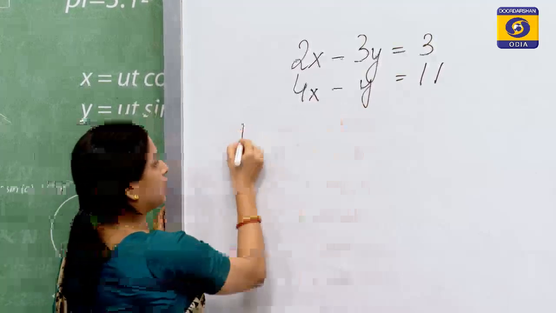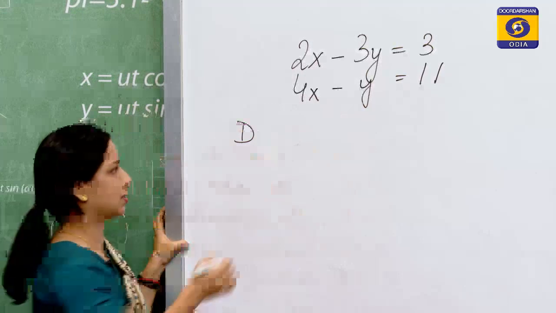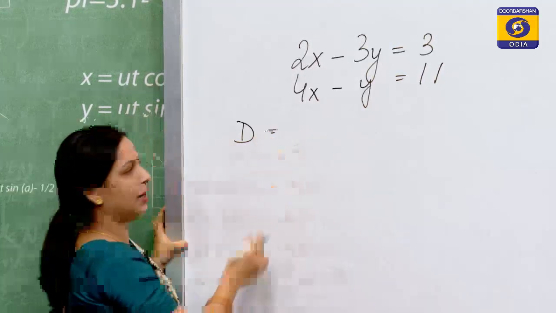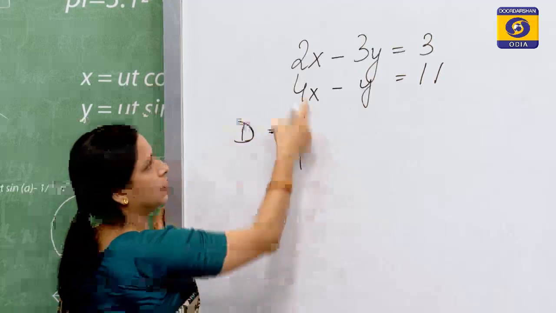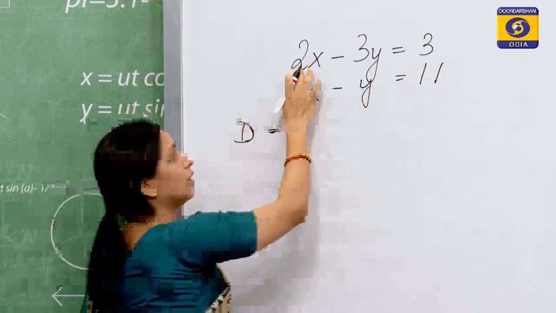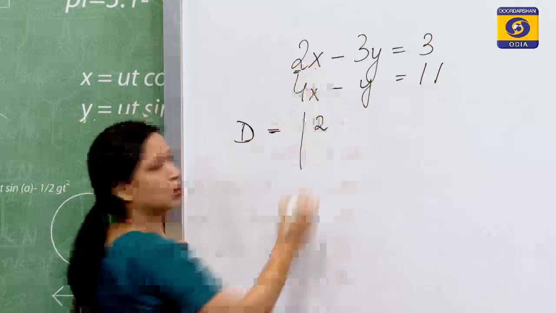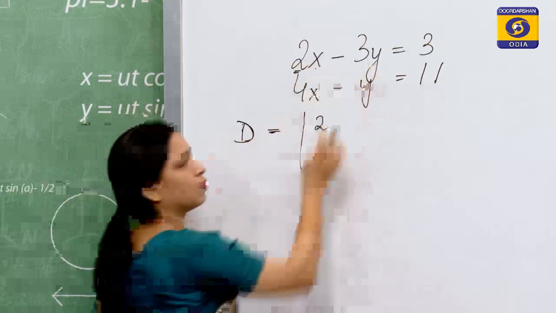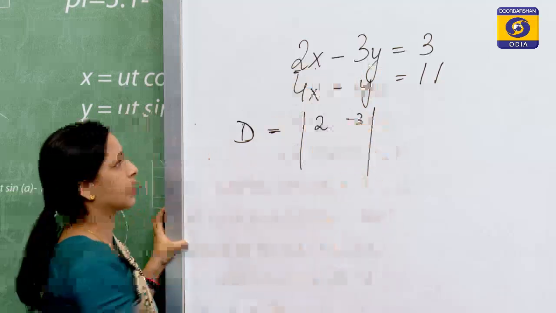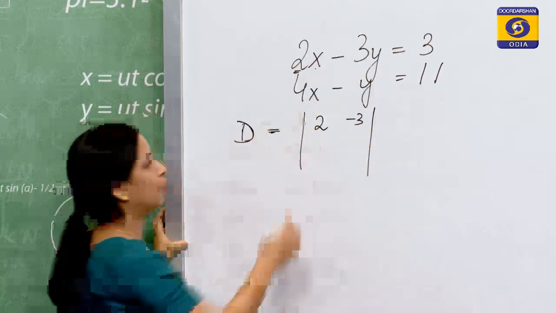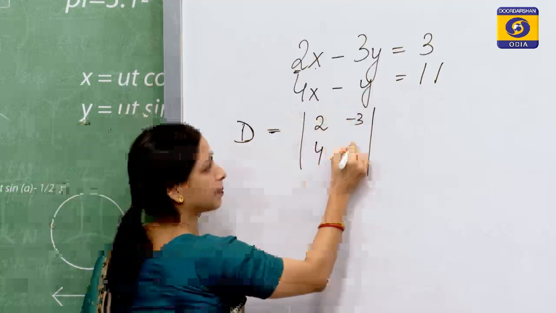The first step is to find the value of the determinant. Determinant of what? Coefficients. Let us name it D. The determinant consists of the coefficients of the variables. So, here the coefficient of x is 2, and the coefficient of y is -3. You must consider the sign. Here the coefficient is 4, and here the coefficient is -1.